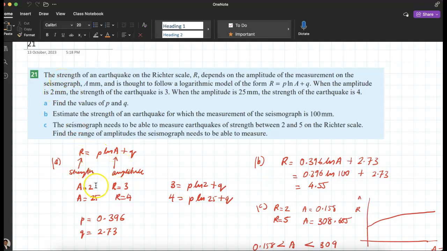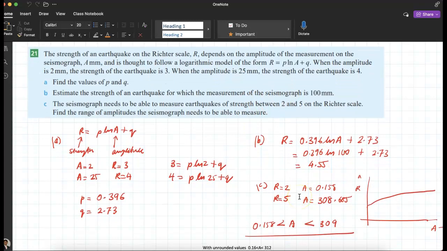Correct? So this is the strength. This is the amplitude. So they've given the amplitude is 2, and the strength is 3. And also they've given you when the amplitude is 25, the strength is 4. So basically put in the values of A and R in this. Get the value of P and Q. Once you get the value of P and Q, you will get the model. And once you get the model, you can find any other value basically.